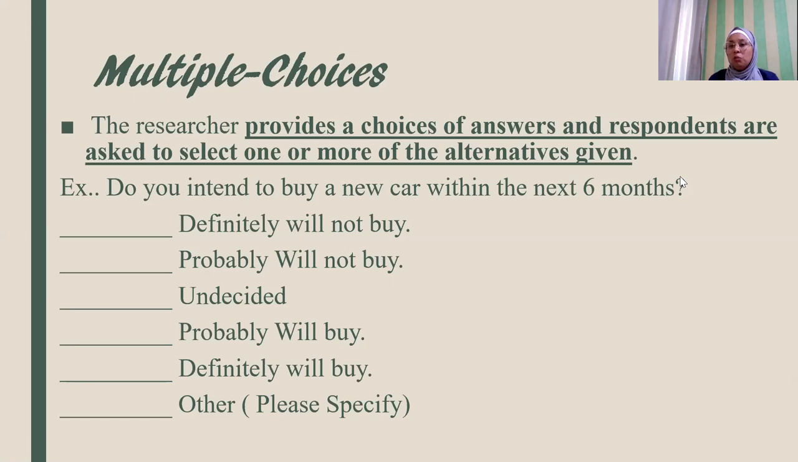I think we all know what we mean by multiple choice. Multiple choice is a question where the researcher provides the respondent with a choice of answers, and the respondent is going to select one or more. This is according to what the researcher wants. Sometimes the researcher will tell you between two brackets to choose just one answer, or will tell the respondent you can choose more than one. Like, do you intend to buy a new car within the next 6 years? I have six different options. You can choose whatever you would like.